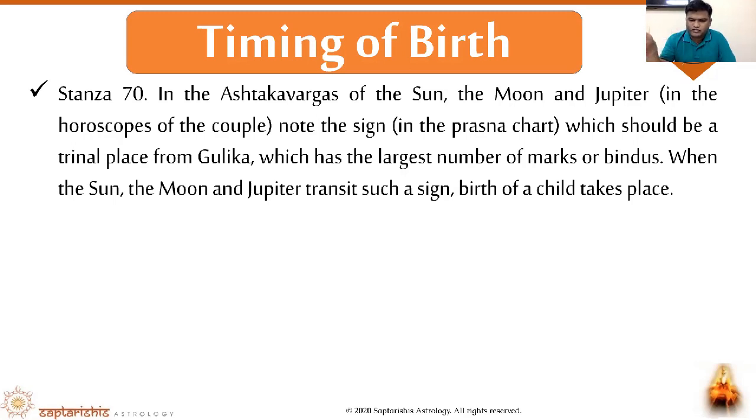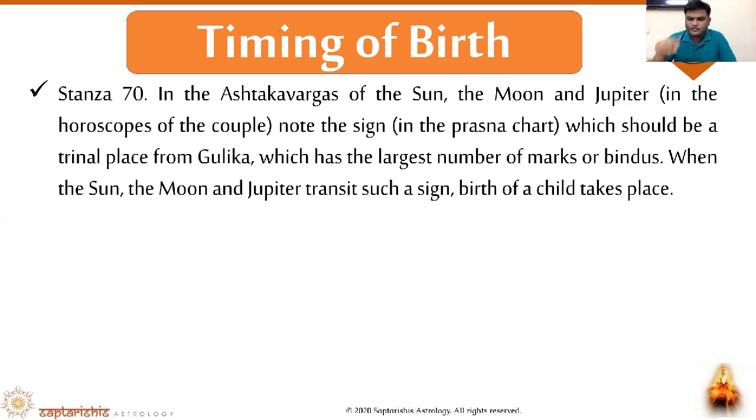Also mark the trinal signs from Gulika. Mark these three signs and check these three signs in the Ashtak Varga of the birth chart of Jupiter. Now you have three signs in Jupiter Ashtak Varga. Just check which sign is having the maximum number. Let's say you have got Aries and Leo. These two signs have the maximum number. Now in the Prashna chart, just see Aries and Leo.